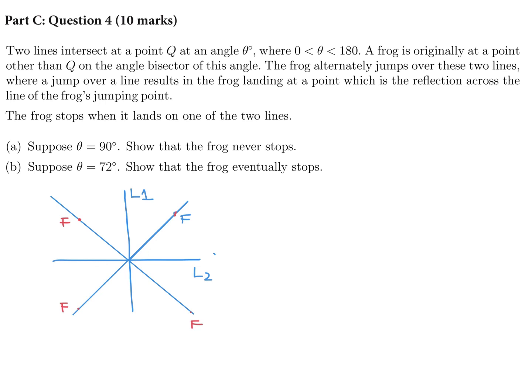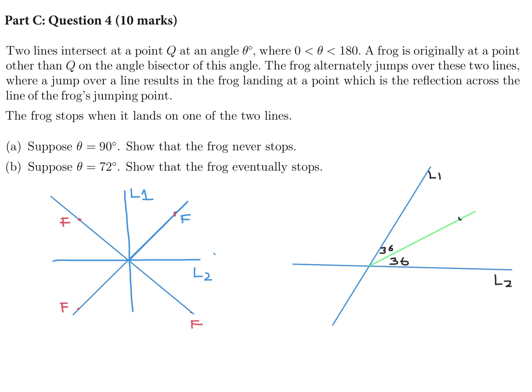Part B, suppose that the angle this time is 72 degrees. Show that the frog does eventually stop. All right, so now we have a slightly different scenario. This time we have 72 degrees. So let's just say this is L1 now, and this is L2. So this is 72, and that angle bisector breaks it up into 36 degrees and 36 degrees.